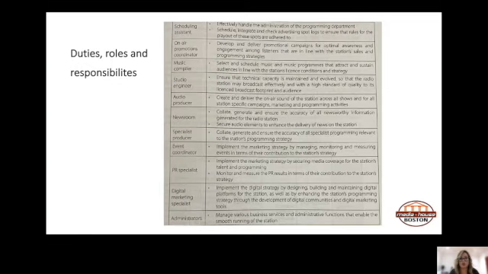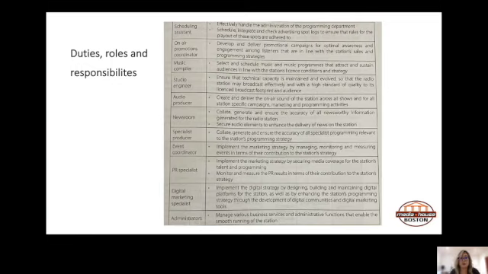Our next role is the newsroom, and their duties and responsibilities are to collate, generate, and ensure the accuracy of all newsworthy information generated for the radio station. They also secure audio elements to enhance the delivery of news on the station. So they will get news bites or vox pops or something similar that they will then play on air during their news clips, during their news bulletins.